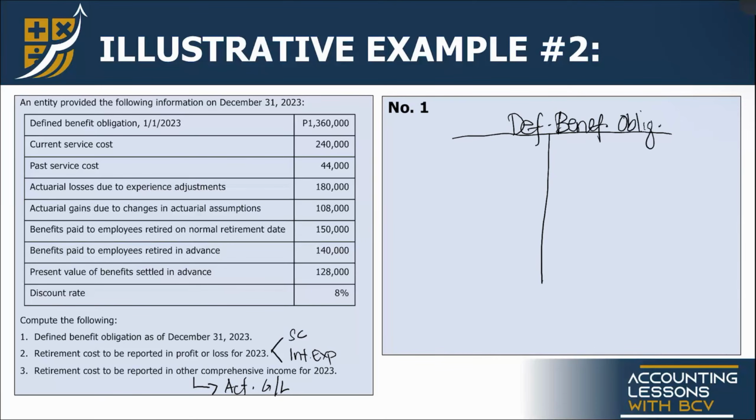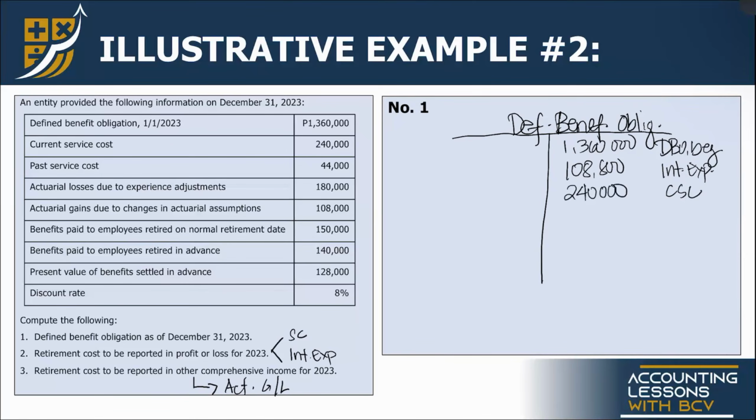I do hope na tatandaan nyo pa yung mga components. Okay? Sige. So, the first component is DBO beginning. Magkano DBO beginning? 1,360,000. Second component, interest expense. Okay? So, magkano discount rate daw natin? 8%, no? So, 1.36 million times 0.08. Lagay natin, 108,800.